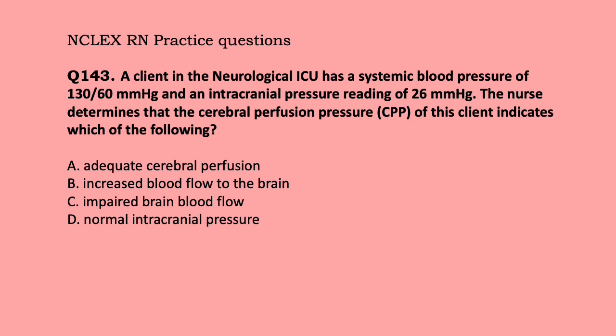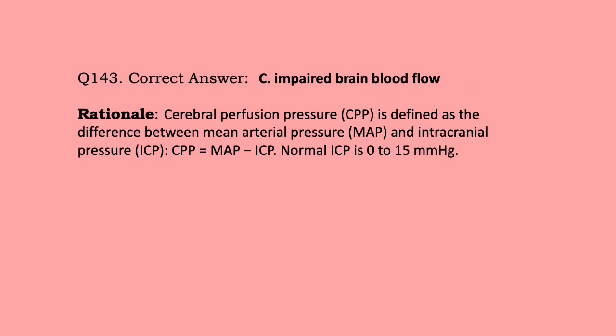Question 143. A client in the neurological ICU has a systemic blood pressure of 130/60 millimeters of mercury and an intracranial pressure reading of 26 millimeters of mercury. The nurse determines that the cerebral perfusion pressure, CPP, of this client indicates which of the following? A. Adequate cerebral perfusion. B. Increased blood flow to the brain. C. Impaired brain blood flow. D. Normal intracranial pressure. Correct answer, C.